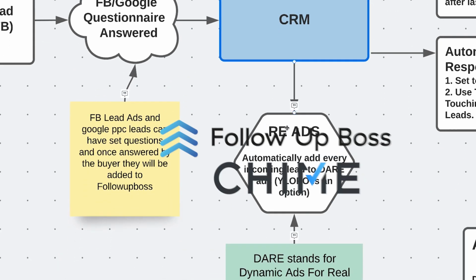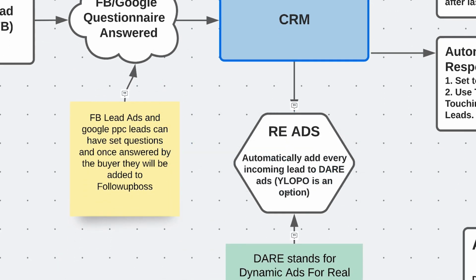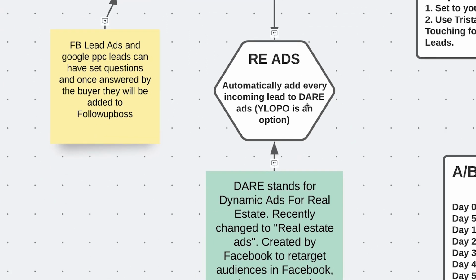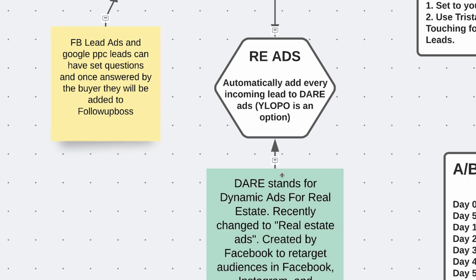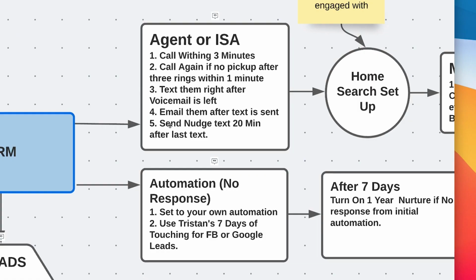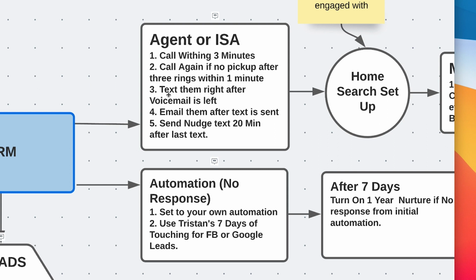And then what happens is you have these real estate ads. Now, it used to be called Dare. I know some of you are still calling it Dare, and that's okay. They're the same thing, Dare ads. Even at the bottom, it explains it to you right there. Now, what happens after, one of 2 things happen. You either have an agent call or an ISA call. Now, if there's no response at the same time, we can also have the automation here at the bottom.